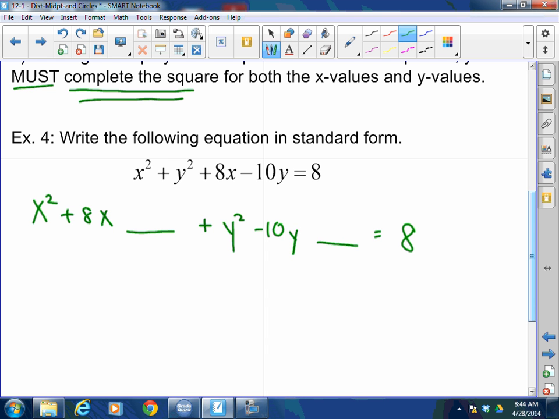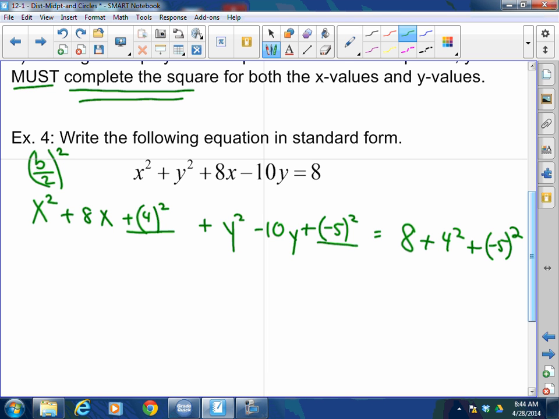Please remember that when you complete the square, you are adding b over 2 squared to both sides. So in this case, 8 is b, b over 2 is 4, so plus 4 squared. Whatever I do to this side, though, I must do to that side. Then for my y, my b is negative 10. Negative 10 divided by 2 is negative 5. So I go plus, in parentheses, negative 5 squared, and I add that to the other side as well.